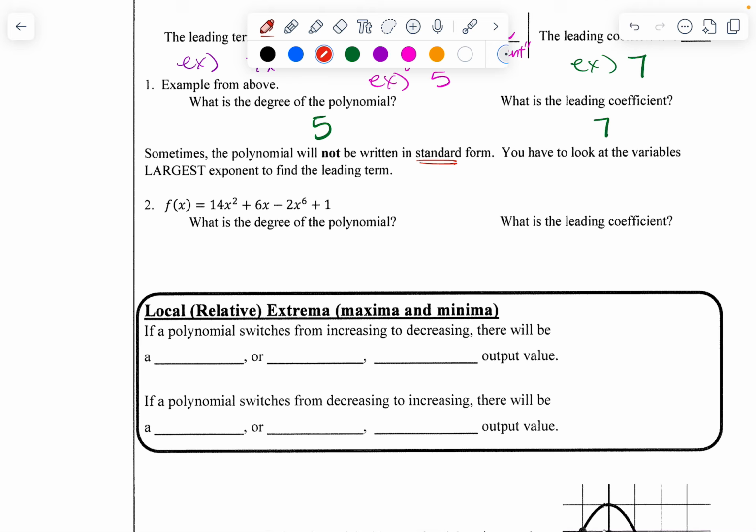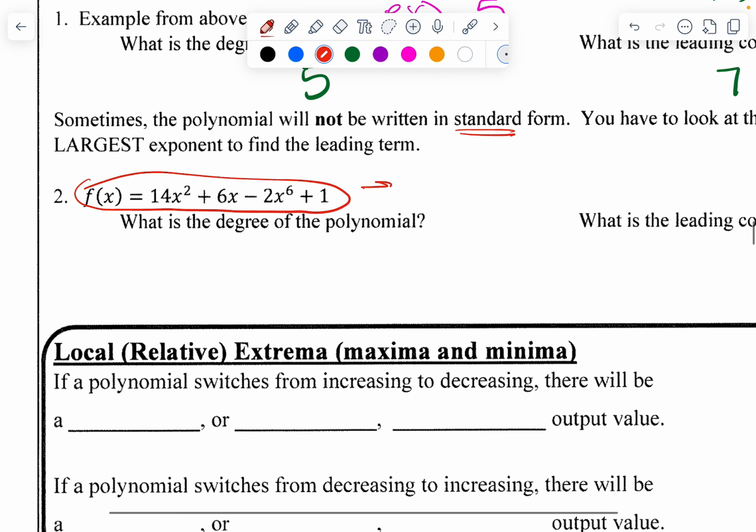So sometimes the polynomial is not written in standard form, meaning it's not in descending order. So you might have to look at them and put it in descending order. So let's say we look at this function f of x, okay? Let's go ahead and write this so it's in descending order. We're going to rewrite this in standard form, which is in descending order.